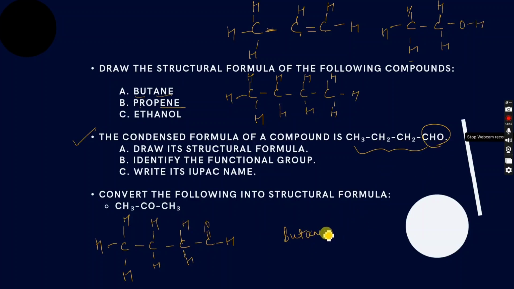Both are correct. The 1 is there because in the first position itself the CHO group is there, so that's why we put the position. So either 1-butanal, or only butanal if you write, it is correct. So these are the 3 questions for that.